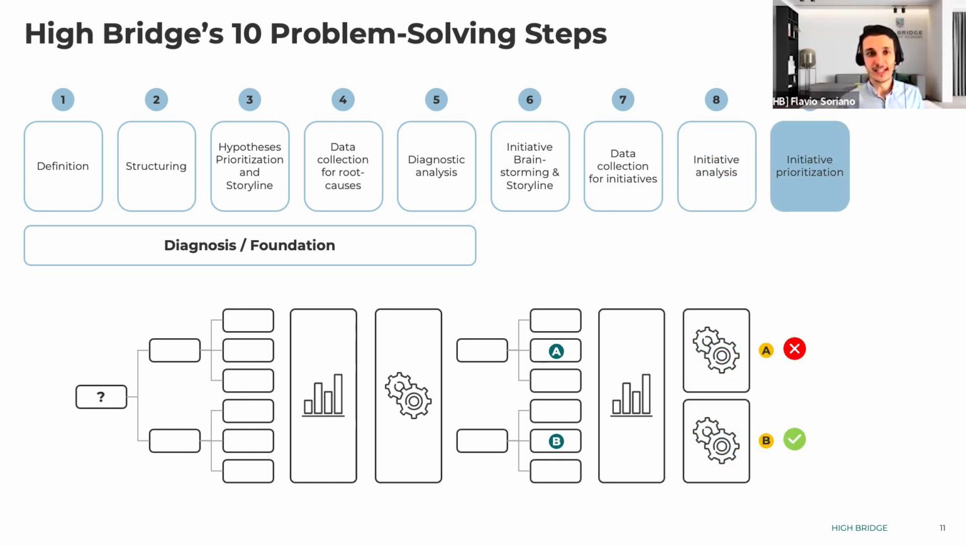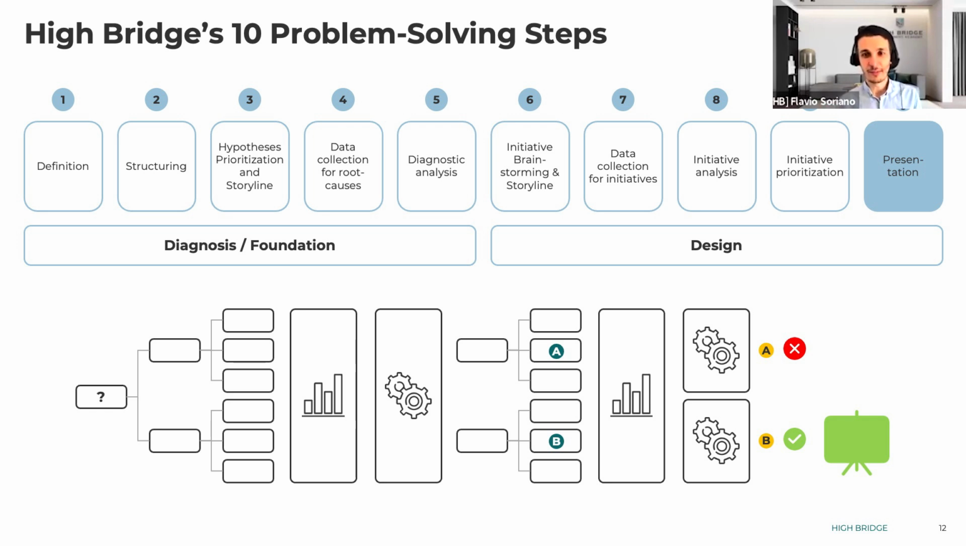Prioritization, again, is key. 9, we choose, again, the effective initiatives. And 10, we summarize to present our findings to the decision makers or to the forums, whether investors, internal stakeholders, clients, right? And this is the design phase of the project, right? The last 5 steps.